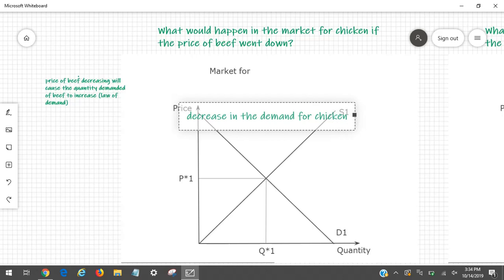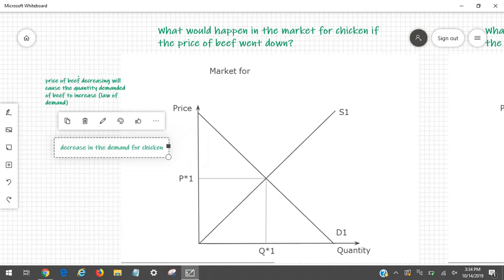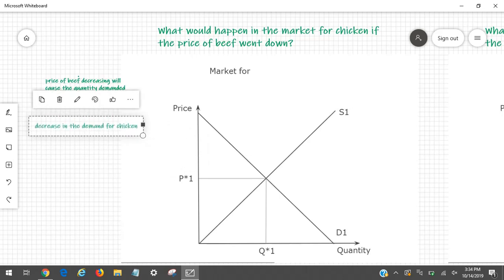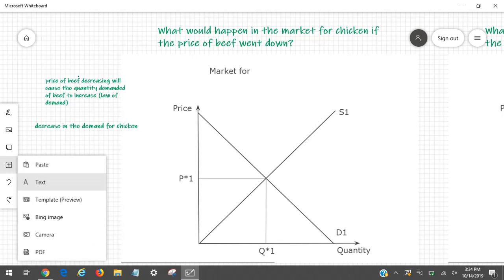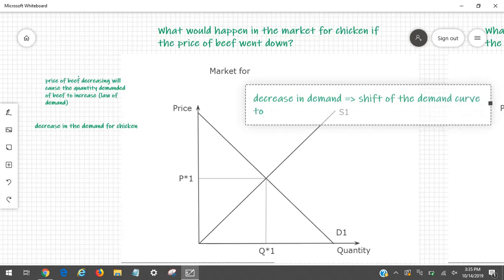So that's kind of the key piece of information you have to determine before drawing anything on a graph. You have to figure out which curve is shifting and in which way it would be shifting. So we've determined that the demand for chicken is decreasing. Graphically, a decrease in demand is the same thing as a shift of the demand curve to the left.